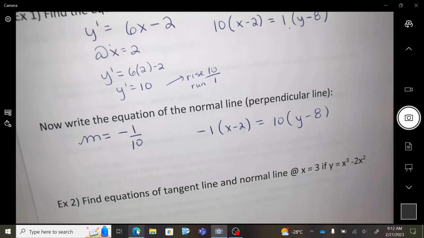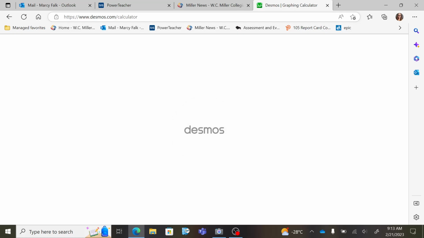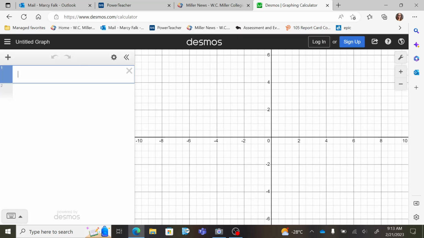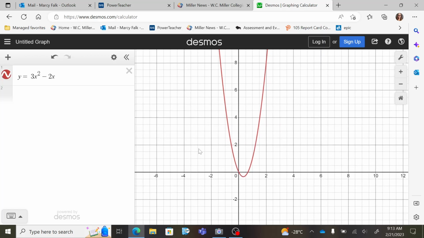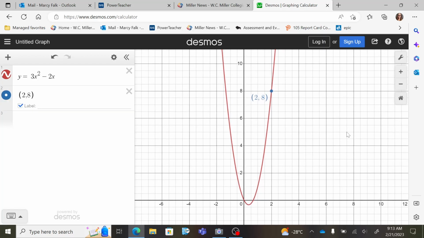Okay, I'm going to show you what we just did. So you can do this at home. It's called Desmos. It's just a site where you can graph. So our original was a parabola, 3x squared minus 2x. Okay, so there's my original parabola. And we're going to be going through the coordinate 2, 8. Okay, so that's what I want to go through.